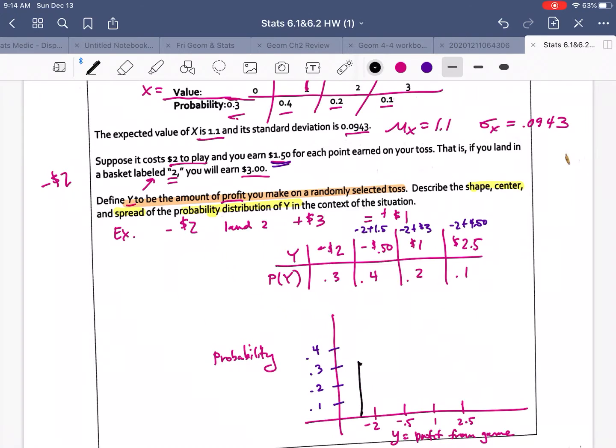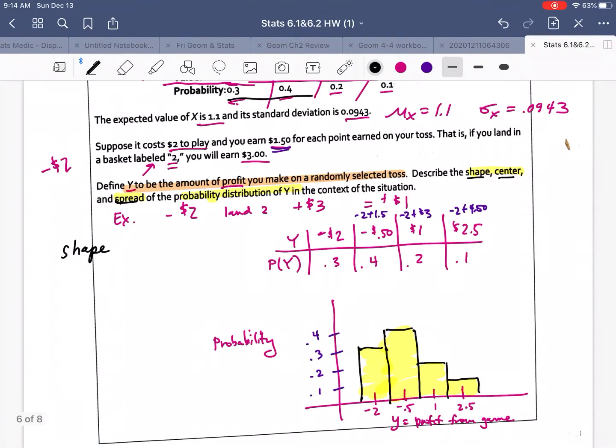Okay, so this one goes up to 3, right? This one goes up to 4. I'm going to make $1 20% of the time and make $2.50 only 10% of the time. So this is my distribution of my data. So I can describe my center, shape, and spread, right? So shape. Notice my shape didn't change. This is the same shape as that data.